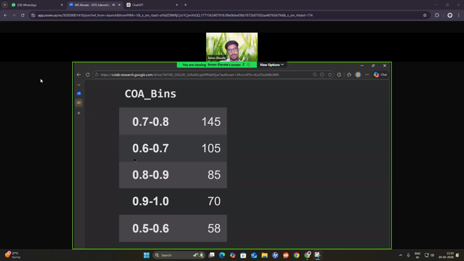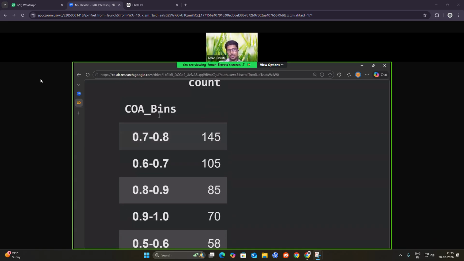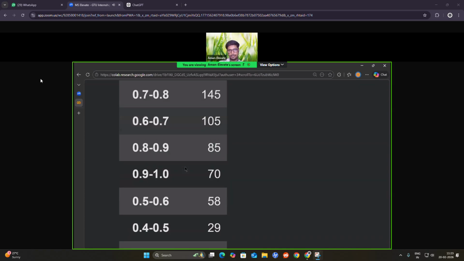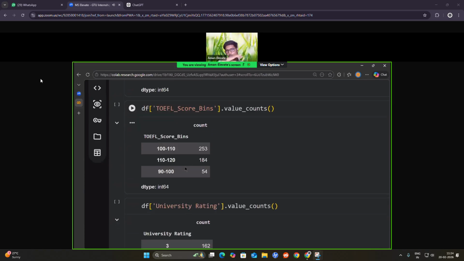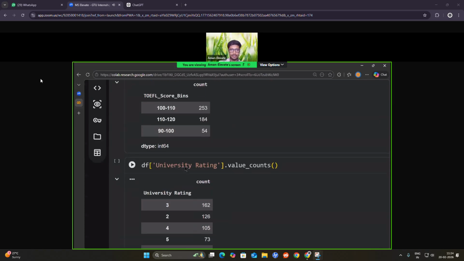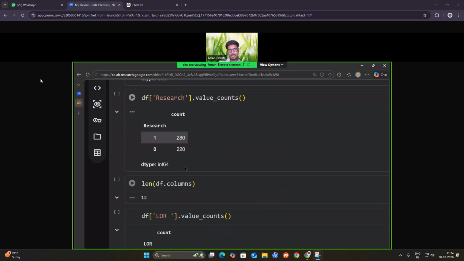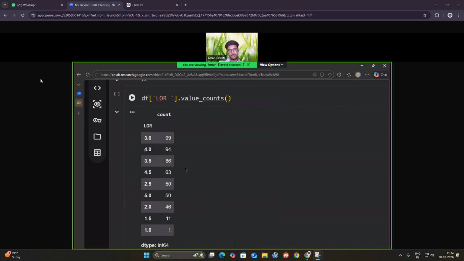145 people belong to 0.7 to 0.8, and from 0.6 to 0.8 there are above 250 people. So half of the population belongs to 0.6 to 0.8. This actually tells something about the distribution of the data, how well the data is distributed. Then the same is with this.